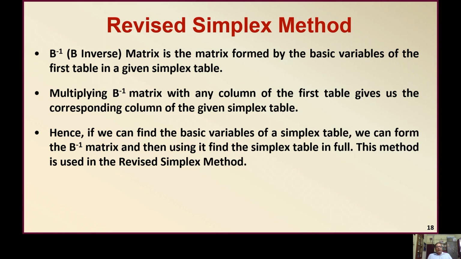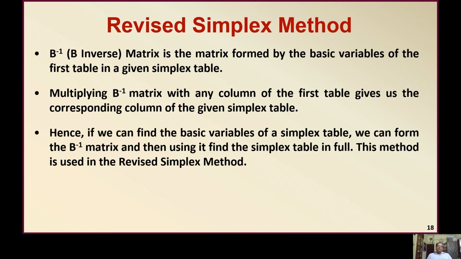Now there is a rule that says multiplying the B inverse matrix with any column of the first table will give us the corresponding column of the given simplex table. That means if we know the B inverse matrix and we multiply the first column of the first table, I will get the first column of the next simplex table from that operation. Similarly, I can get the second column. Similarly, I can get the third column. And similarly, I can get all the columns.